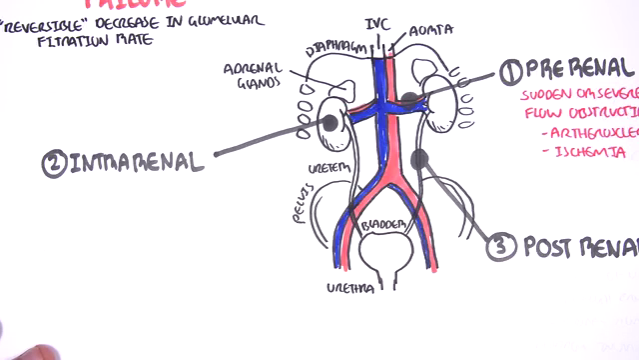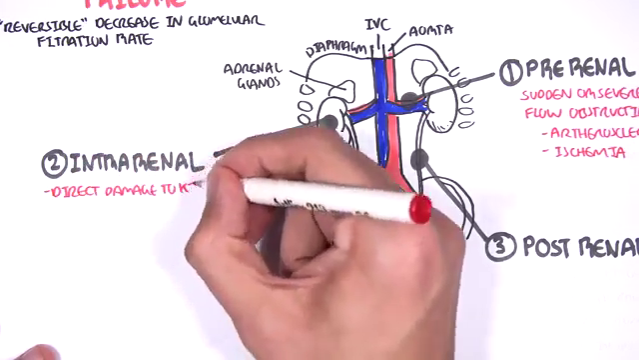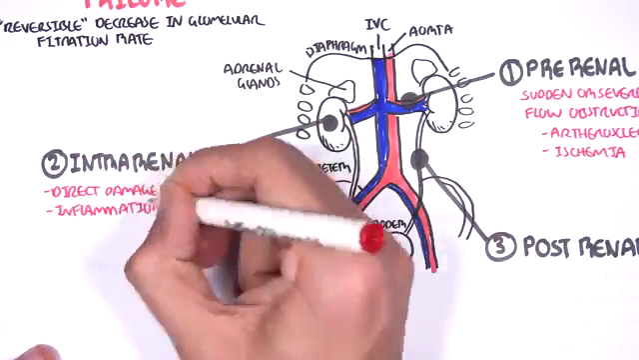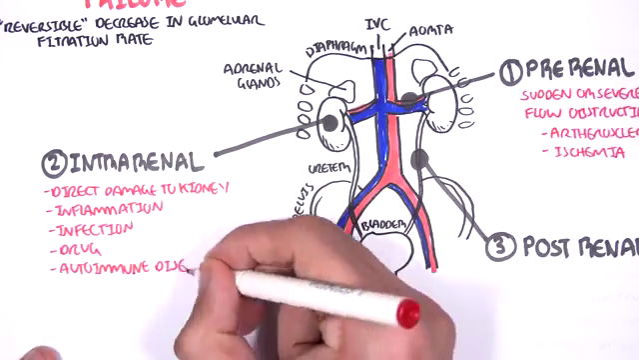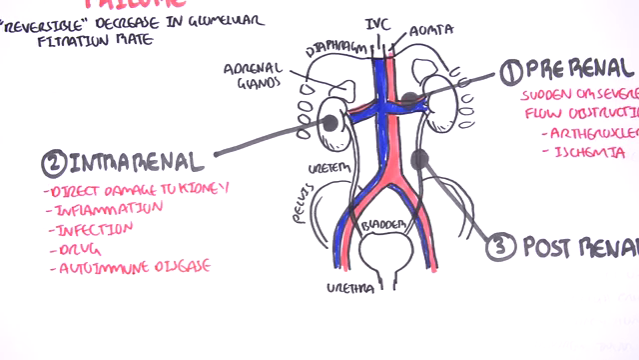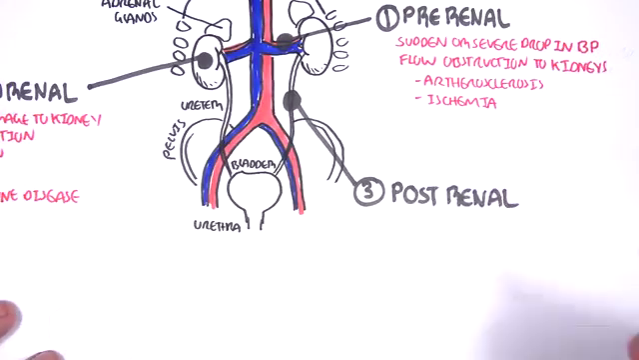And then you have intrarenal cause. Now, intrarenal causes include direct damage to the kidneys itself, inflammation within the kidneys, a form of infection, drugs, as well as autoimmune diseases such as systemic lupus erythematosus. I hope I pronounced that right.